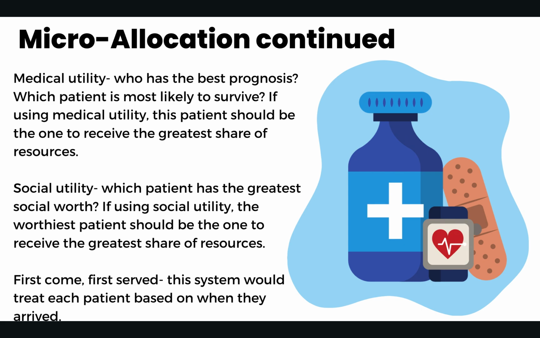Social utility looks at which patient has the greatest social worth. So, for example, in the case in the book, they talk about the President of the United States, saying that the President of the United States has a great social worth, and so that person will receive the greatest share of our resources. The third option would be first come, first served, and this is just we treat each patient based on when they arrived.